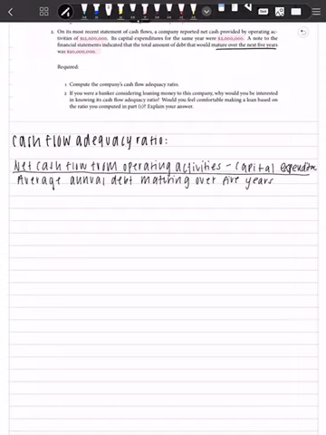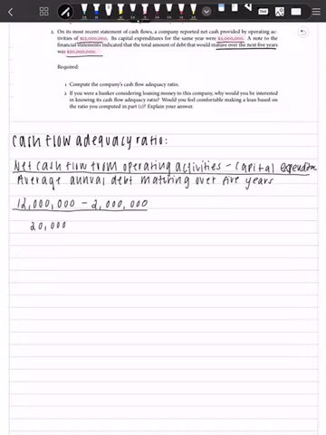The net cash flow from operating activities is given to us as $12 million. So we're going to take our $12 million and subtract our capital expenditures of $2 million, all over our $20 million that is maturing divided by the 5 years that it's maturing. So here we have our equation set up, and this is going to give us our ratio.